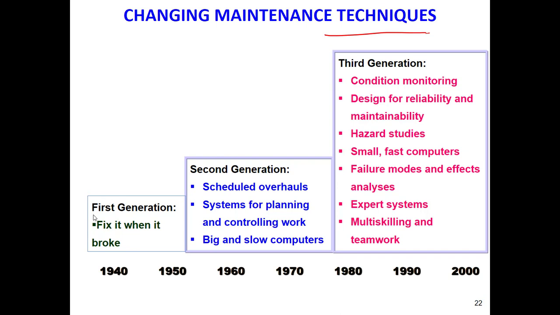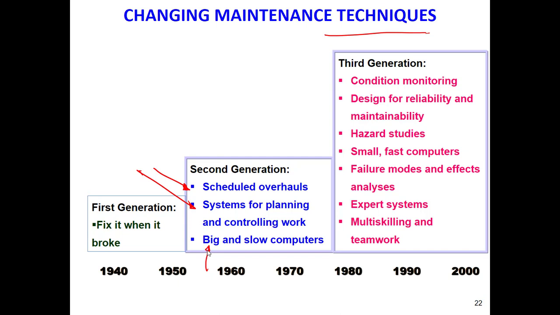In the first generation, it was just fix it when it's broken. In the second generation, there was systematic, scheduled overhaul. Overhaul means, let's say, they stopped the heat exchanger every few months, cleaned it, fixed it, and put it back into operation. So that was a scheduled overhaul. There were systems for planning and controlling work, a systematic workflow for maintenance planning, and also computers, which at that time were big and slow, but they also helped with scheduling the maintenance.